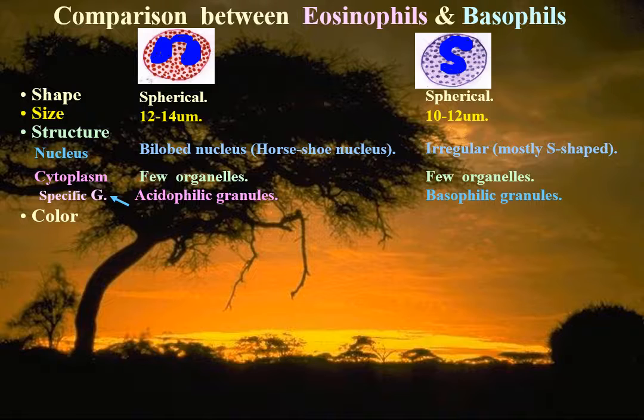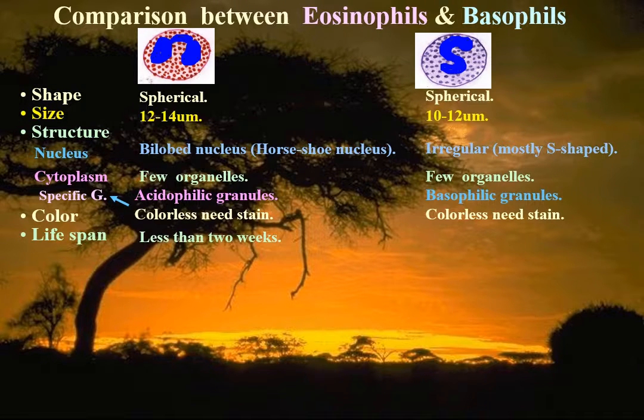Color. Eosinophils are colorless, need to be stained, and so do the basophils. Lifespan. Eosinophils have a short lifespan, less than 2 weeks. On the other hand, basophils have a very long lifespan, ranging from 1 to 5 years.